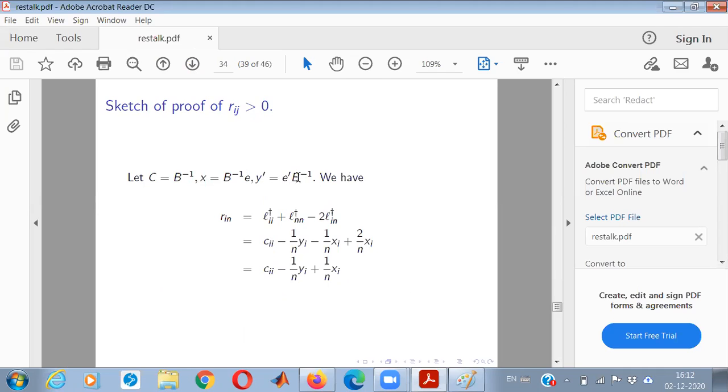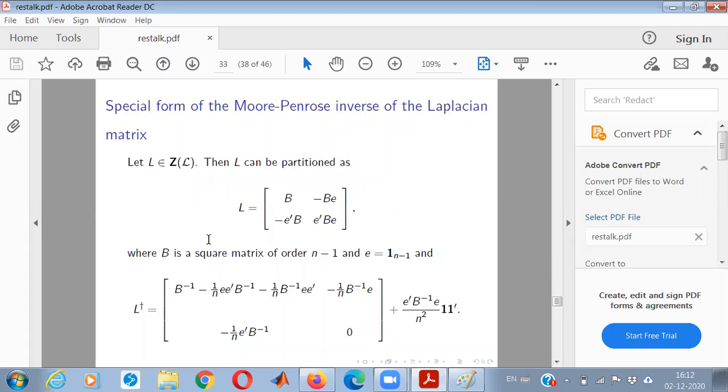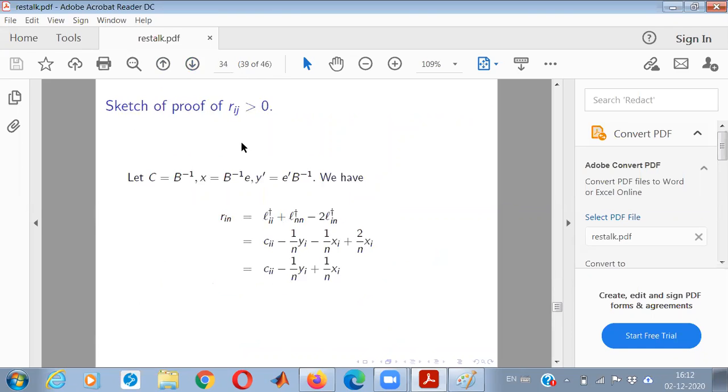And Y prime is the column sums of B inverse. Then with that notation, we have this RIN. So this is the definition of the Moore-Penrose inverse plus NN minus 2LIN. And now, because we have this structure, basically you have to look at this, and then it turns out to be this quantity CII minus YI upon N, Y is this vector, minus XI upon N plus 2 upon N XI, and this simplifies to this.